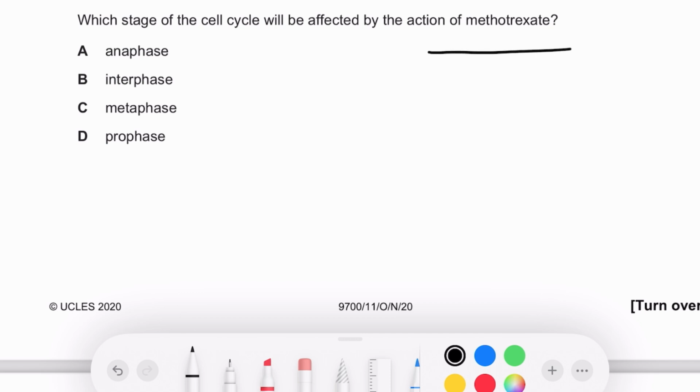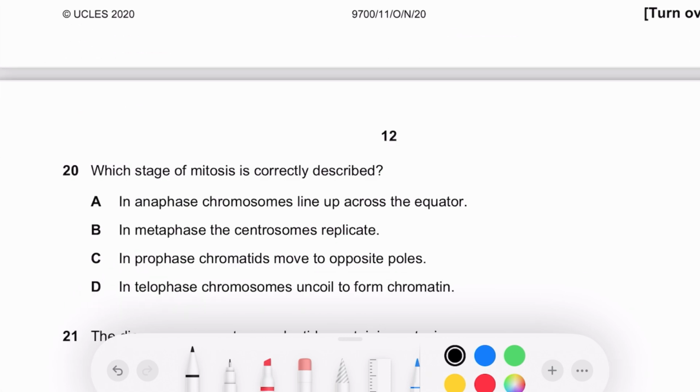Now, since here it specifically affects synthesis of nucleotides, which means basically it stops nucleotides from being available, this obviously is going to stop DNA replication and protein synthesis in general. And so DNA replication happens specifically in the S phase, in the interphase. And so obviously here the part of the cell cycle that will be affected is going to be interphase.